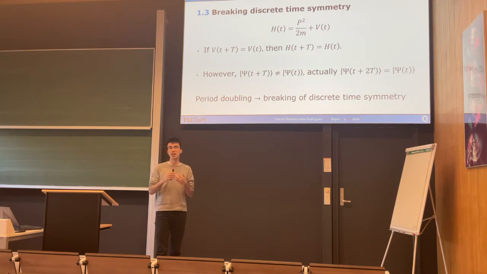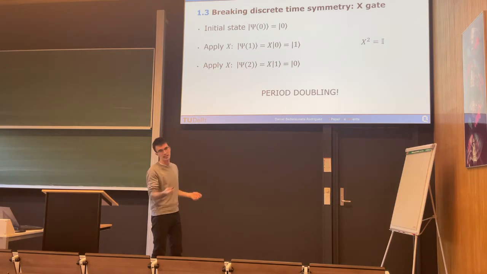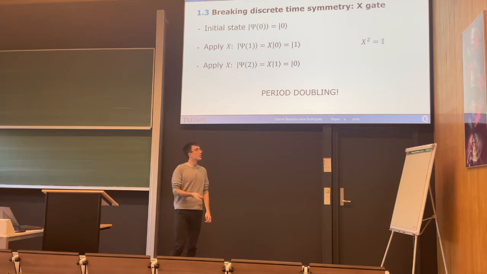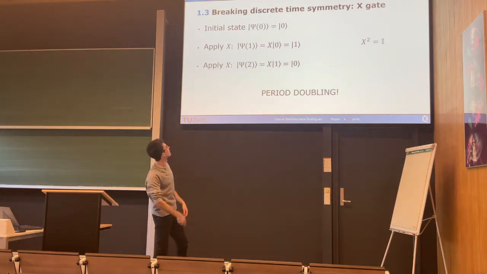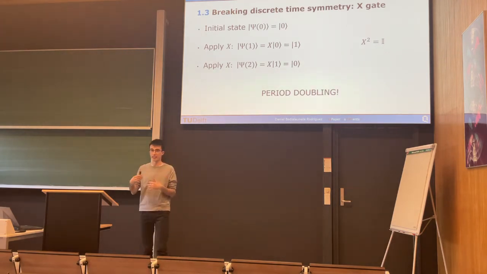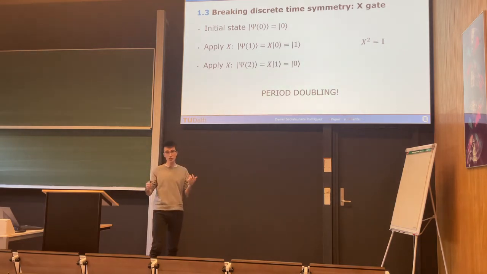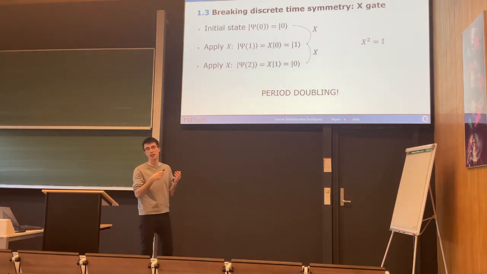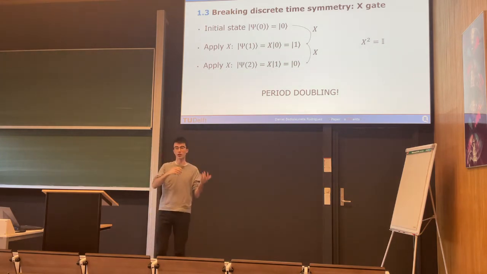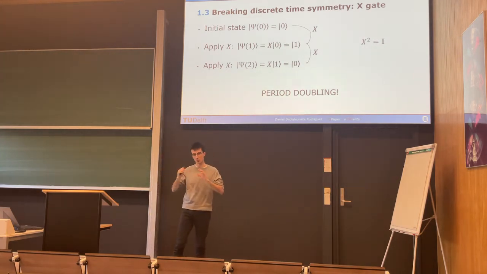But as I said, this is nothing special, because let's look at a very simple example, which is the X gate. You know that X squared is the identity, right? So if you have a system in some initial state, it doesn't matter which, but let's say that it is 0. If you apply the X gate, you obtain 1. And if you apply the X gate again, you obtain 0. So here, there is a periodicity in the driving force of, I don't know, 1 time step. However, our state has recovered the initial state after 2 time steps, so period doubling.